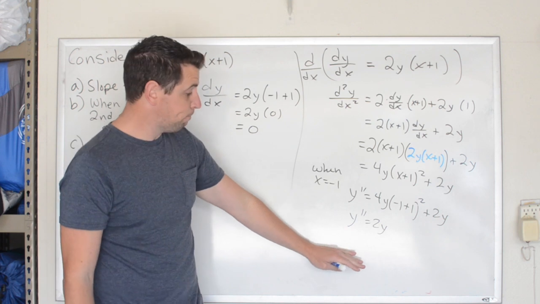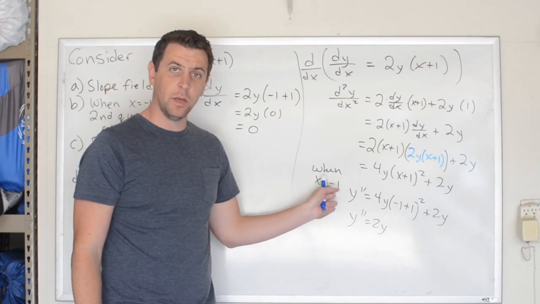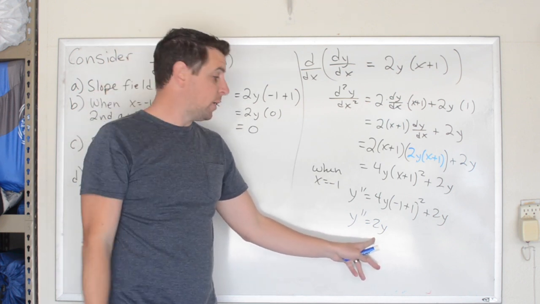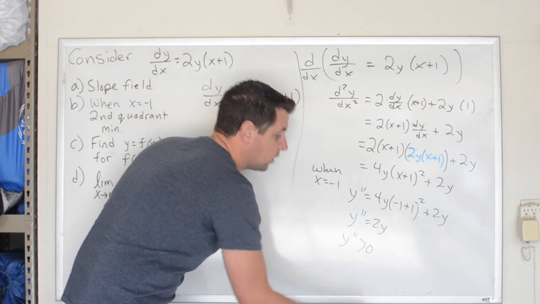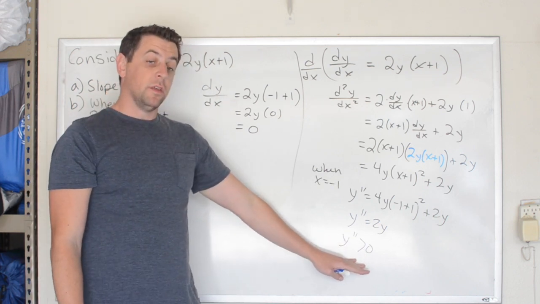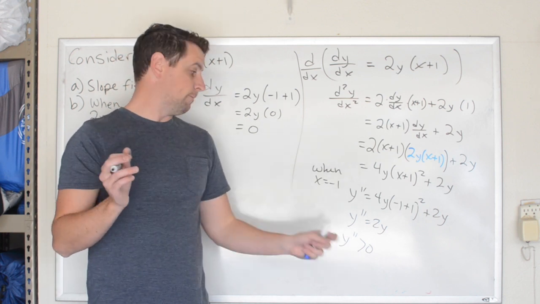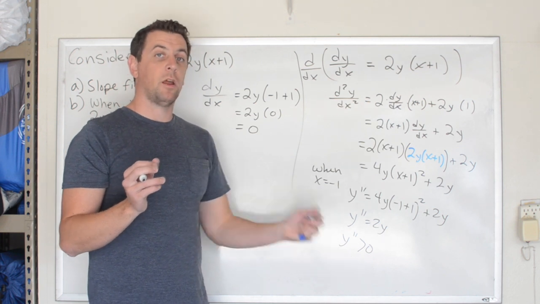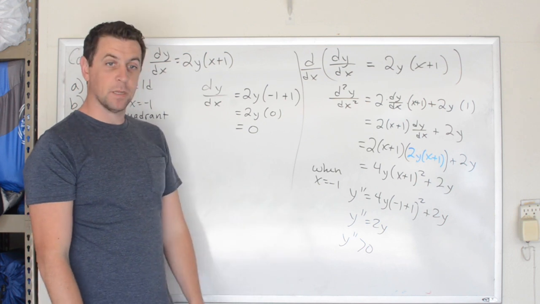Well, why is this important? If the second derivative is equal to 2y whenever x is equal to -1, and because we're in the second quadrant all the y values are positive, that means our second derivative, y double prime, is always going to be greater than 0. If our second derivative is greater than 0, my entire graph is going to be concave up during this time. When my graph is concave up, it means my function is going to have a minimum.